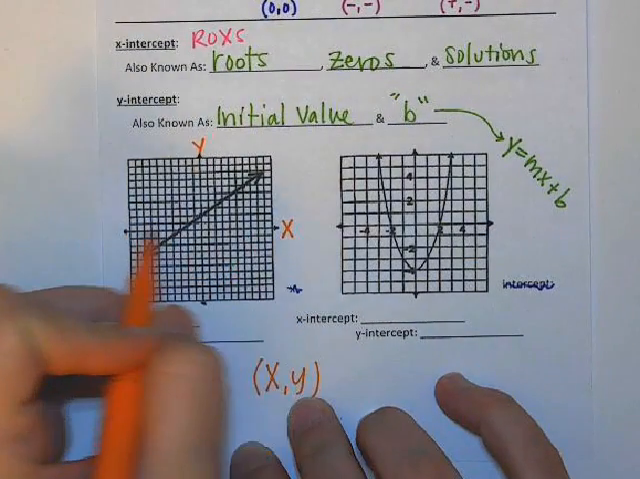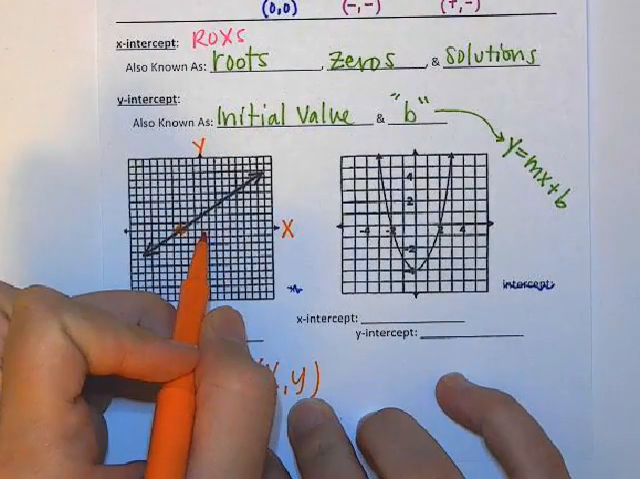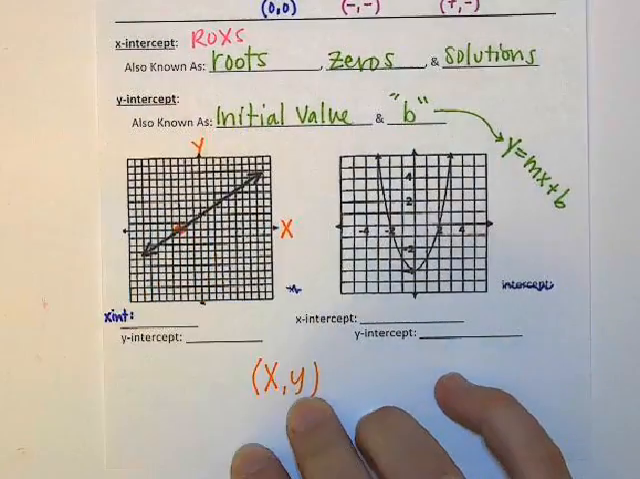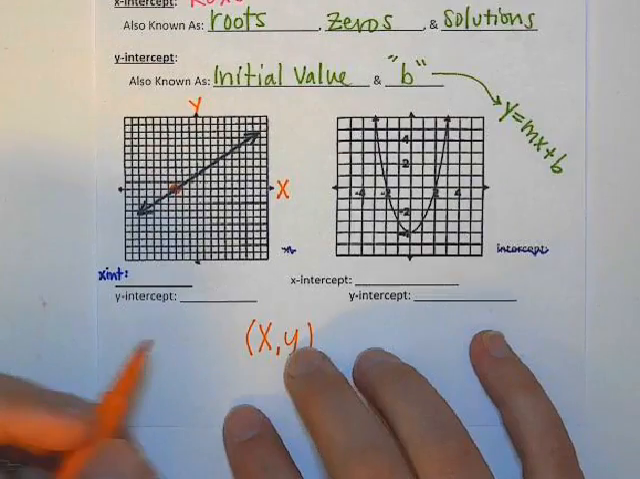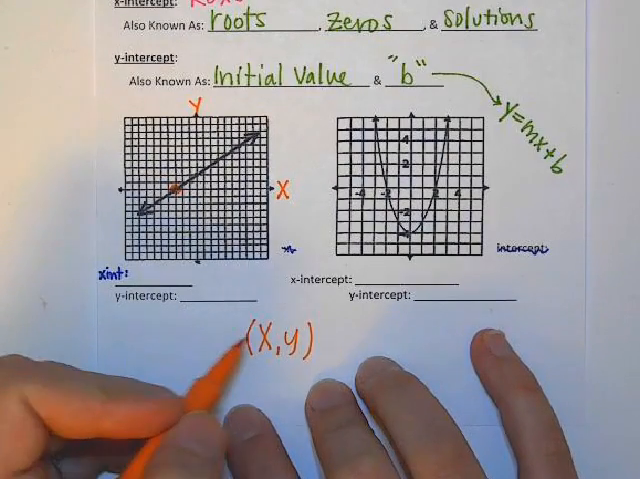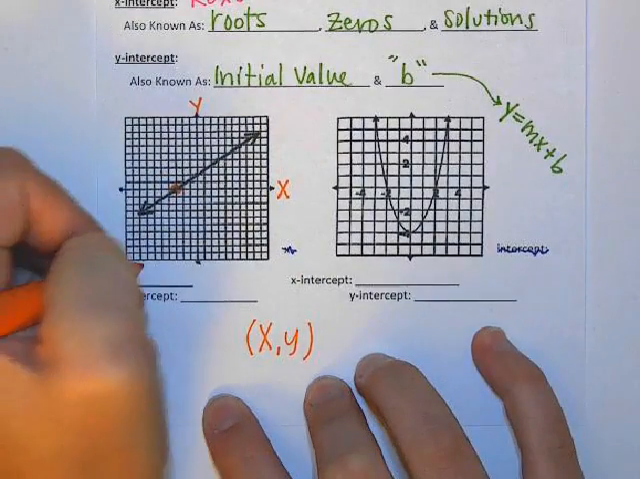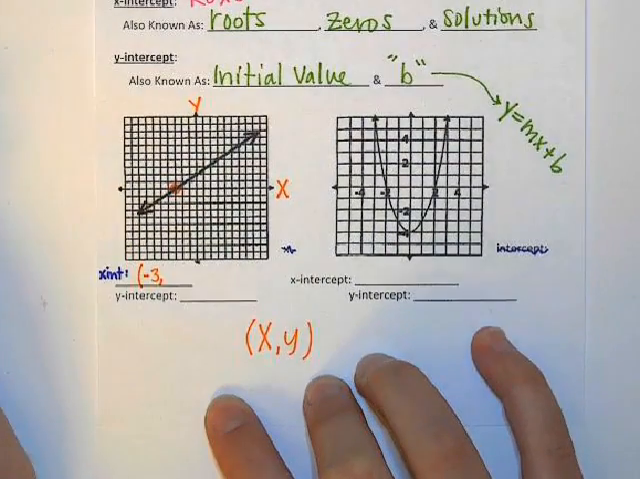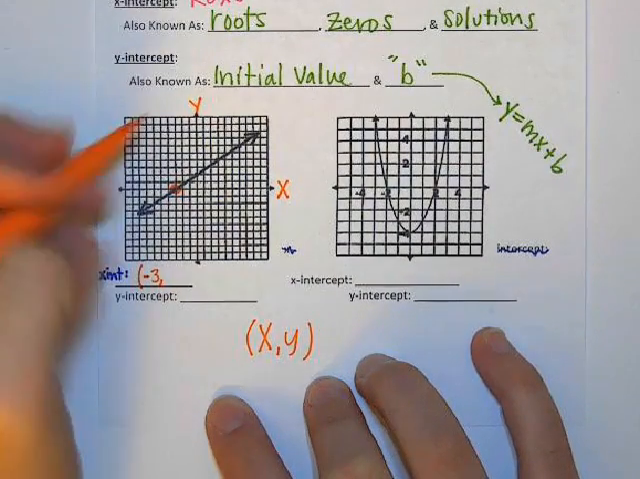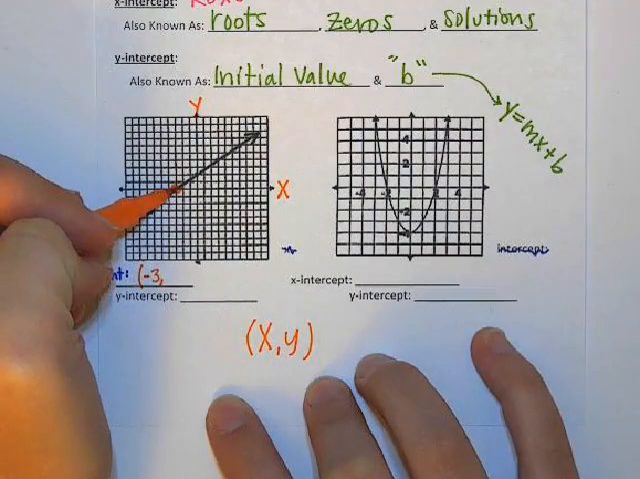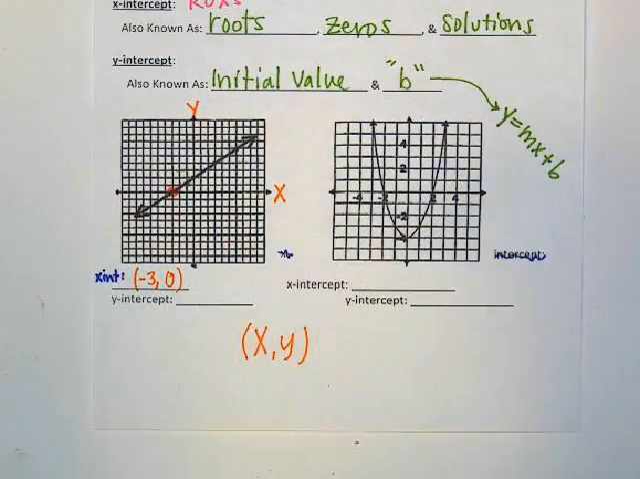Okay, so let's start with our x-intercept. Here is my x-axis, and this is where it crosses the x-axis, right there. And this is at negative 1, 2, 3. So negative 3. Now, because I'm talking about the x-axis, negative 3 is going to go in the x spot of your ordered pair. We're talking about x-intercept, so negative 3 goes in the x spot. What goes in the other spot? Nothing. What is this ordered pair? 0.